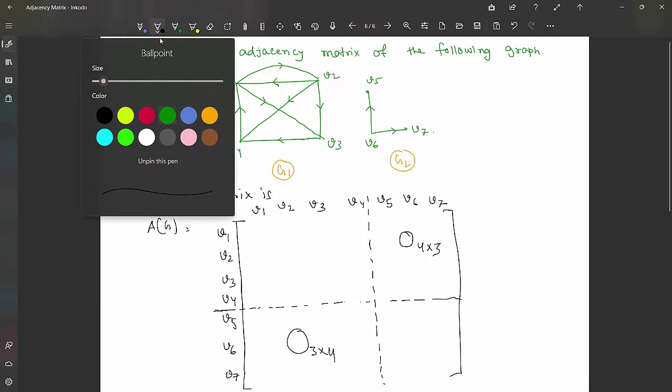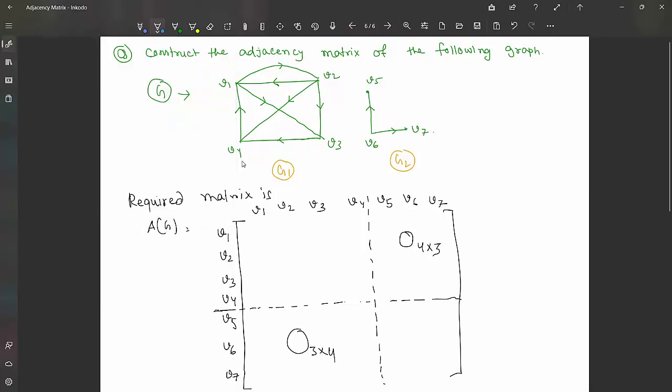putting 1 and 0. So for V1 and V1, you can see there is no self loop, so put 0 here. From V1 to V2, there is one directed line. This is the directed line, so that's why we put 1. From V1 to V3, there is one directed line, we put 1. From V1 to V4, there is no directed line because the direction is towards V1. So V1 to V4, there is none, so that's why we put 0.